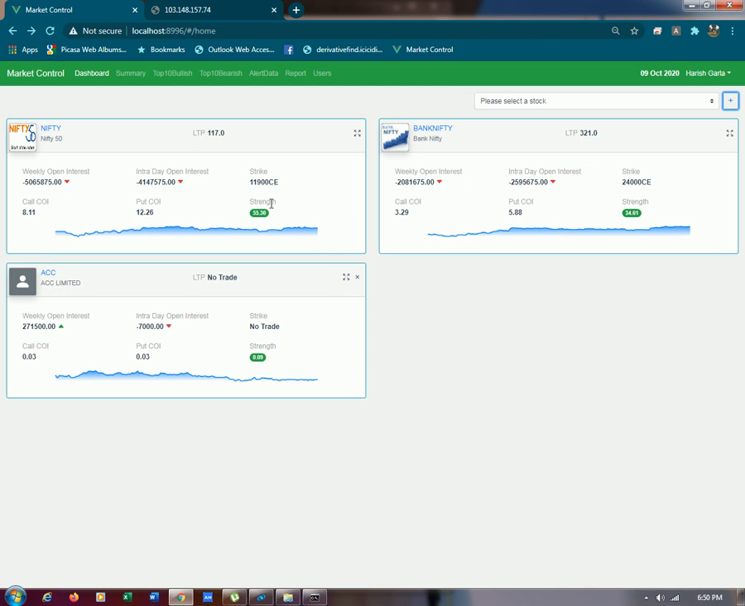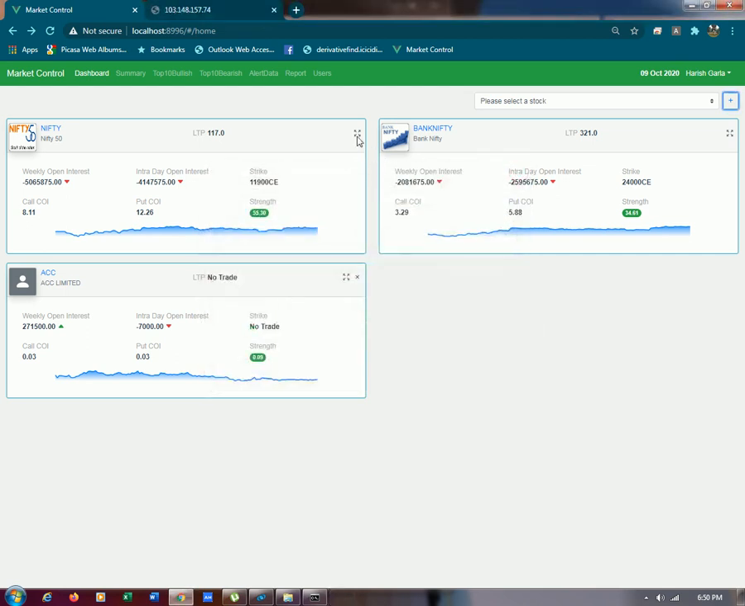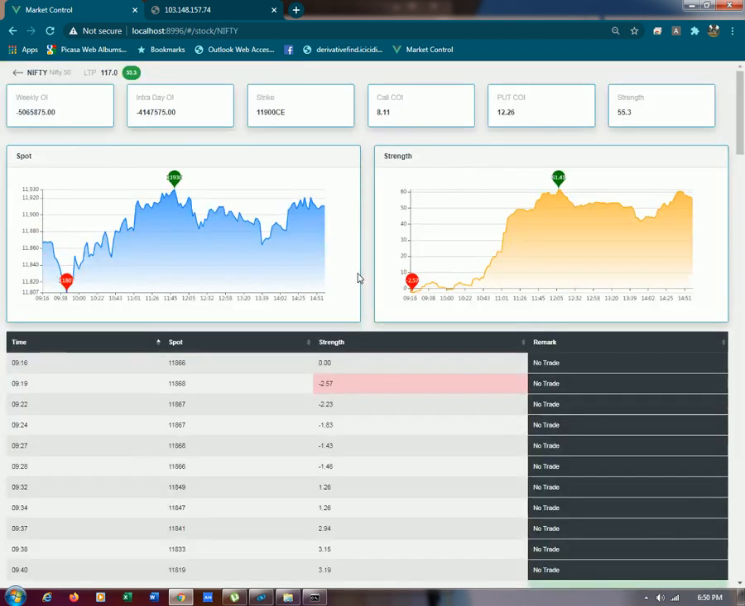And Nifty and Bank Nifty will be there on the first screen by default, and you can directly view both the indices here. If you want to see the movement of the Nifty, you have to select the four arrows here, and once you select that, you will get the next screen.